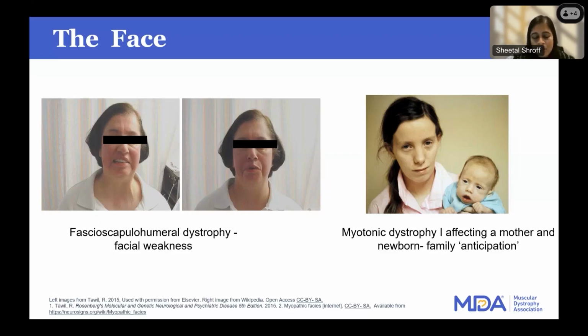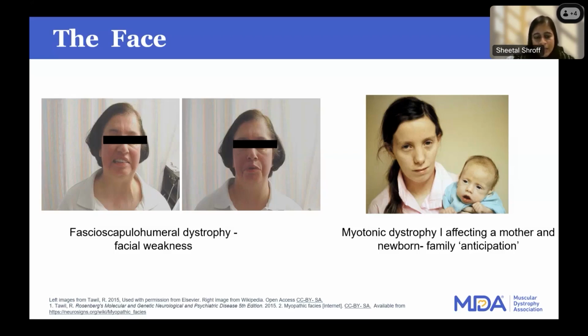And these patients also have high arches, which I think Dr. Greene is going to go over later on when you examine their mouth. And one thing in myotonic dystrophy is something called anticipation.